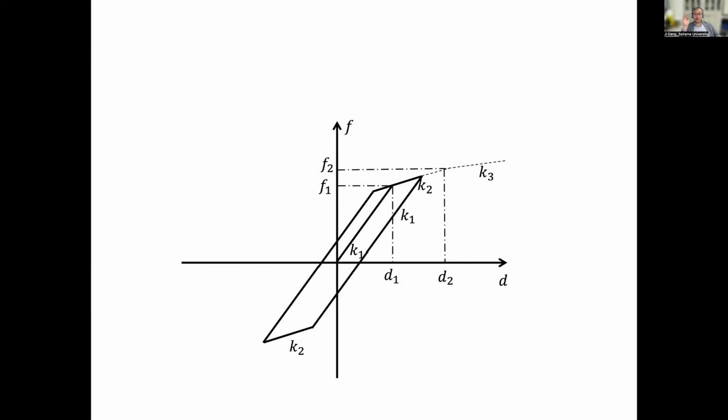Before the third gradient, we say there are two points, D1 and D2. Up to here, this is just a bilinear model, so you don't change anything. Unless we reach D2, then the status goes to 3. So K becomes K3. And once you unload, you need to calculate the new elastic center.